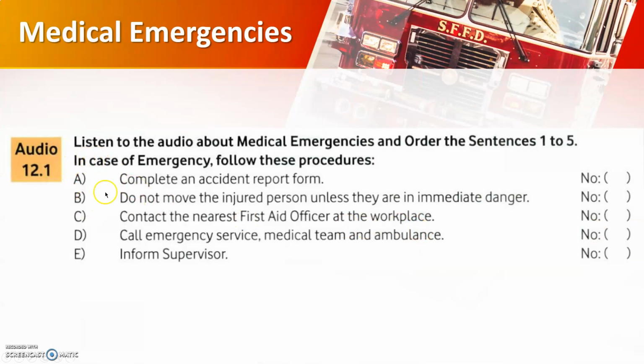For the audio exercise, listen and then arrange them in the correct order. For example, what will you do first? What will you do second? Which one will be 3rd, 4th, and then 5th? So put them in the correct order as you would when you report an emergency.